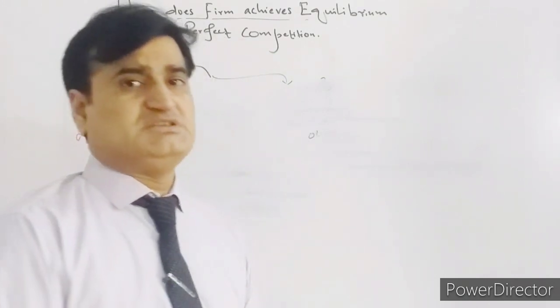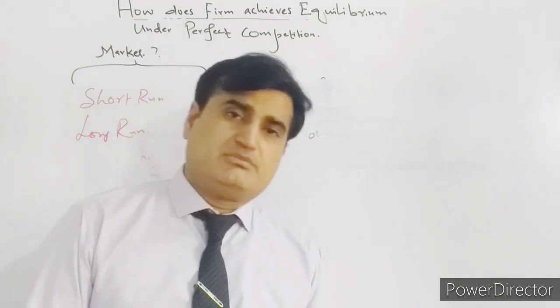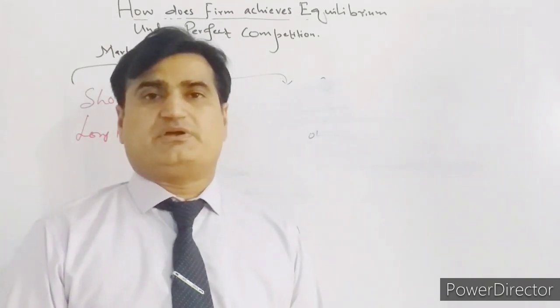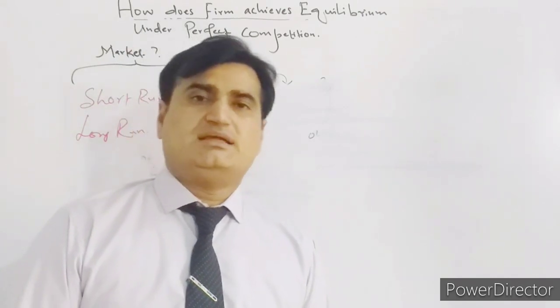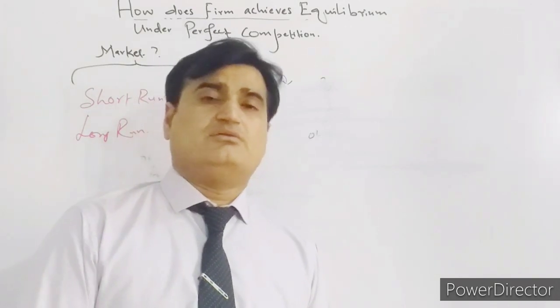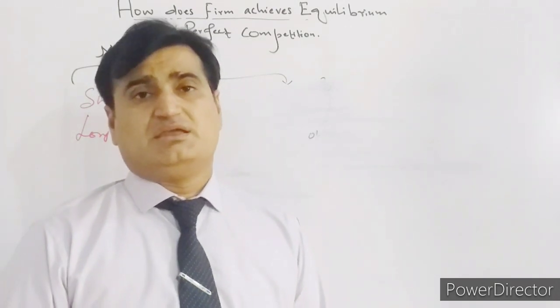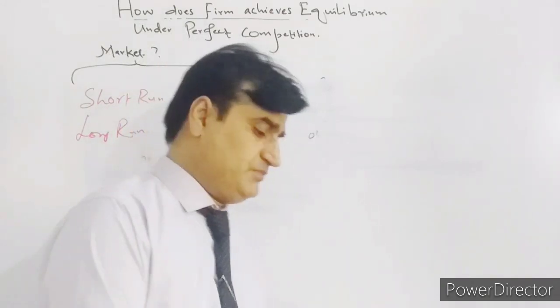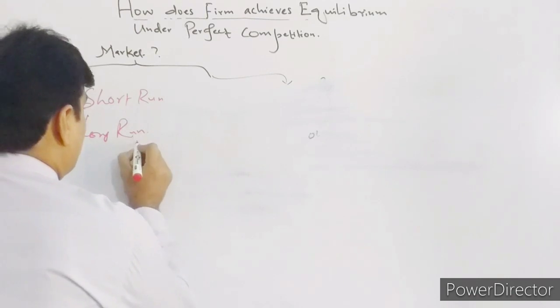So how does a firm achieve equilibrium? In the short run, the firm may earn normal profit, abnormal profit, normal loss, or abnormal loss, while in the long run the firm only earns normal profit. Now we will discuss each and every case one by one, how a firm achieves equilibrium under the short run.